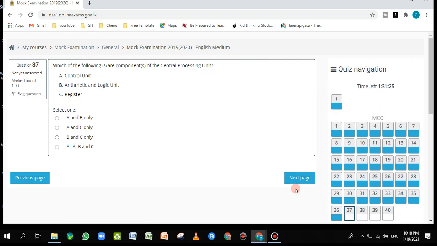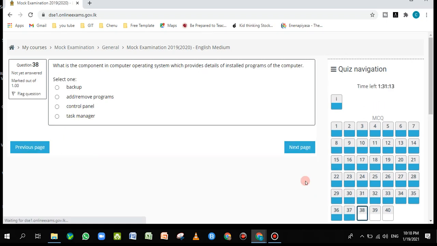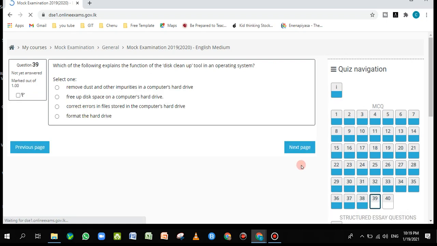It says which of the following is a component of a central processing unit? All three. Okay, the memory, the control unit, the arithmetic and logic unit, and the registers. Then we'll go to the next question. It says what is the component in a computer operating system which provides details of installed programs? That is add remove programs. You can go to control panel and see it.